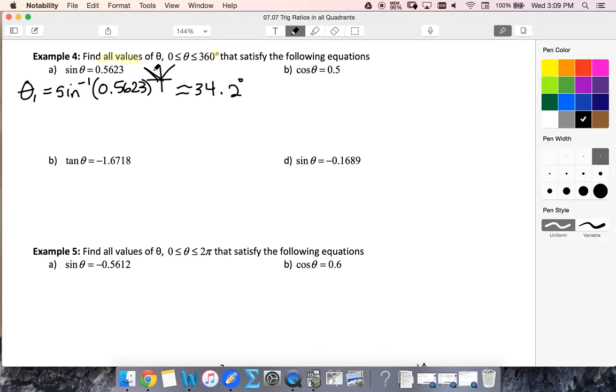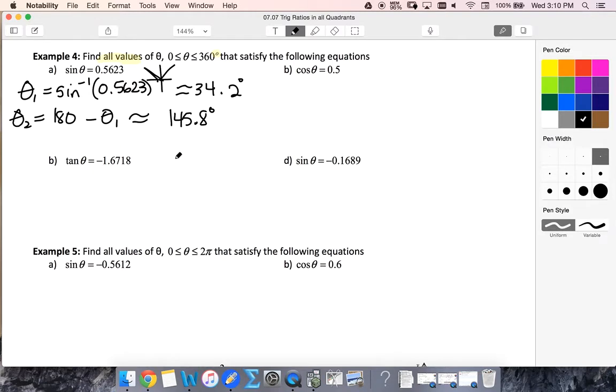And now angle 2, theta 2, is going to be 180 minus that angle. That's my reference angle here. So that's going to be about 145.8 degrees.